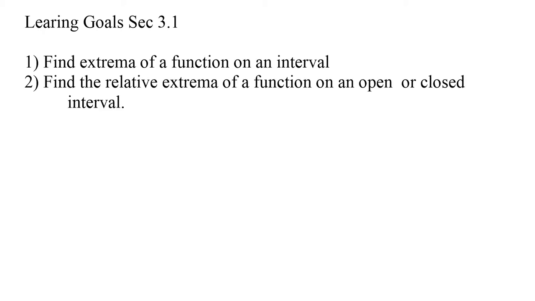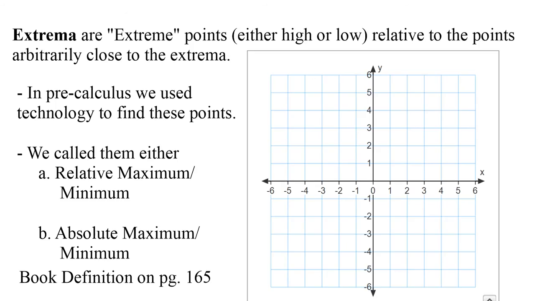And so when we start talking about optimizing a function, what is the best value that I can use to get the most out of this? Or what is the value that will cause the function to be the smallest, to be the most efficient? These are extrema points, and they can either be on an open or closed interval. And so we want to talk about what those things really are. And extrema are extreme points, either high or low relative to the points that are arbitrarily close to the extrema.